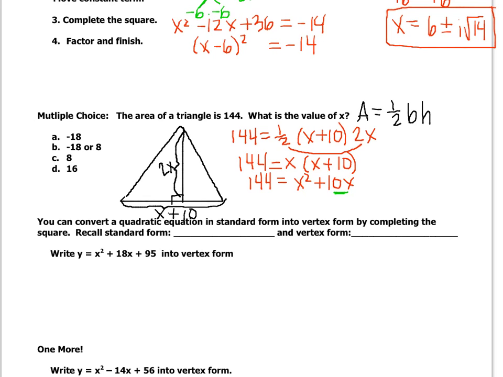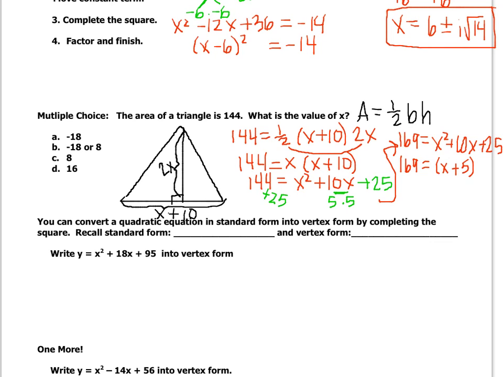So here's my b. Half of positive 10 is 5, so I'm going to have 5 and 5. 5 times 5 is positive 25. So I need positive 25 on the left and positive 25 on the right, positive 25 to both sides. Now I've completed my square. I have 144 plus 25, that's 169, equals x squared plus 10x plus 25. So this is really 169 equals the quantity x plus 5 squared.